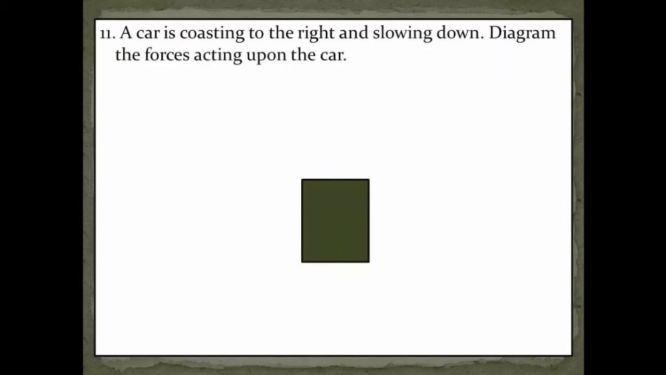And finally, a car is coasting to the right and slowing down. Diagram the forces acting on the car. So, keyword here, coasting, and it's going to the right, and it's slowing down. Well, let's start with the easy ones. It's not falling through the road. If a car is coasting, what are you doing? Well, you're not pushing the gas, you're just letting it roll to a stop. And how is it stopping? Simple. There's some friction involved, so there's a force of friction acting on it.